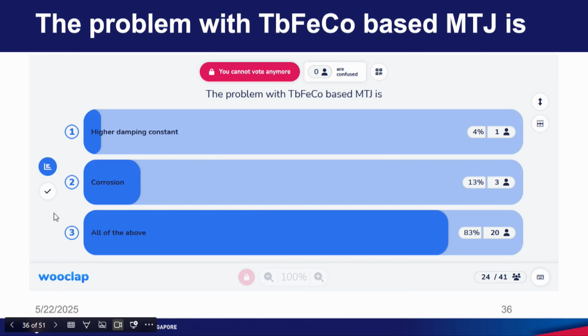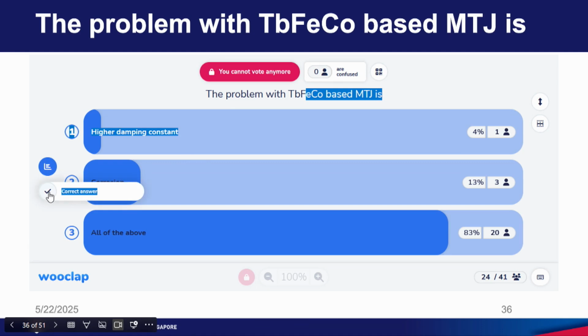Okay, most of you are right. This terbium and cobalt has a high damping constant and it has a corrosion problem. So all of the above is the correct answer.